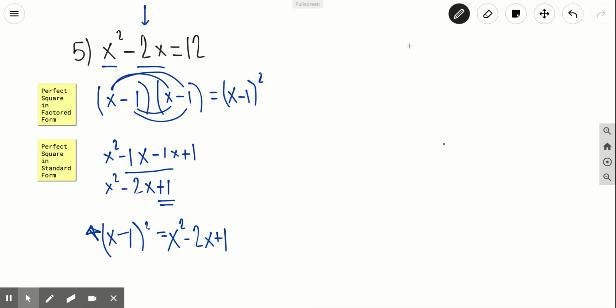So now we'll return to our original equation. We have x squared minus 2x equals 12. And we want to add that 1 into our original equation. But remember that whatever we do on the left side of an equation, we need to do on the right. So I'm going to add 1 to both sides.